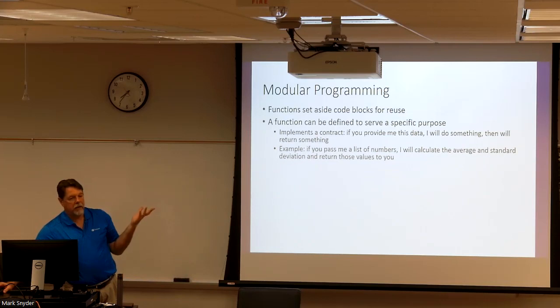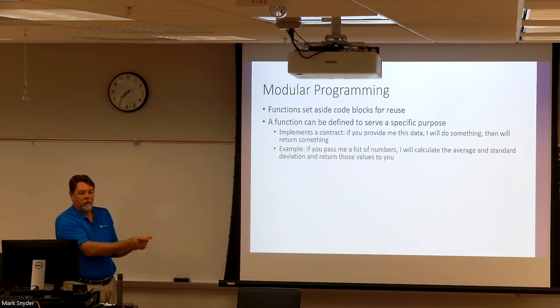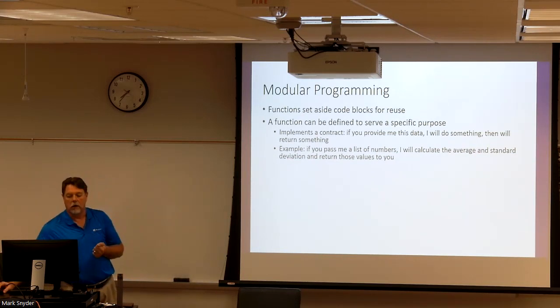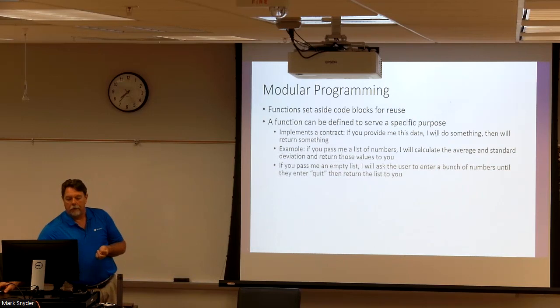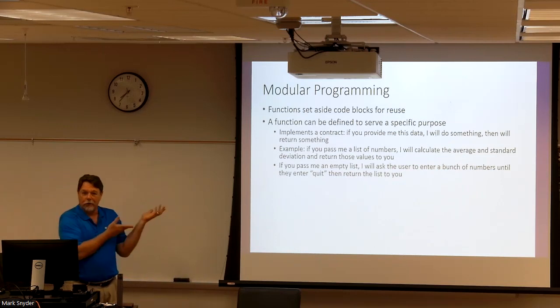So, for example, let's say if I pass you this list of integers, you will write the code to calculate the average and the standard deviation, and you'll return that to me. Because I got this list of numbers, and I don't need to know how you're going to do it. I just need the average and the standard deviation for the problem that I'm trying to solve. So you write a function. Okay, great. You give me a list of integers, I will calculate the average and the standard deviation for you and return it. It's a contract. If you pass me an empty list, I'll ask the user to enter a bunch of values, I'll stick them in the list and return you a full list. That sounds like a good deal, doesn't it?